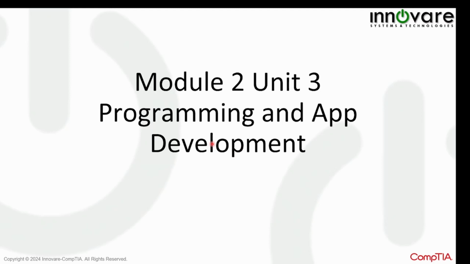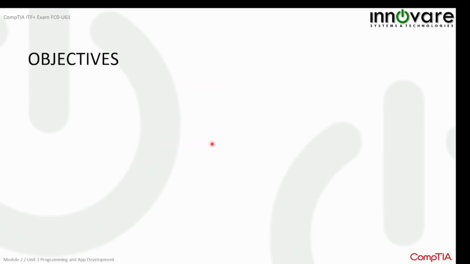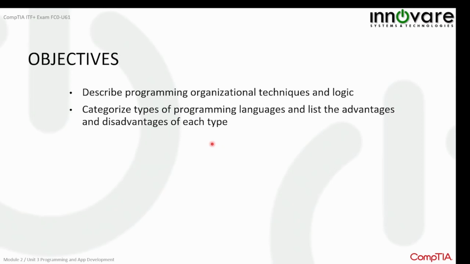Module 2, Unit 3, Programming and Application Development. In this unit, our objective is to describe what is programming, the organizational techniques, and the logic behind programming. And then categorize types of programming.